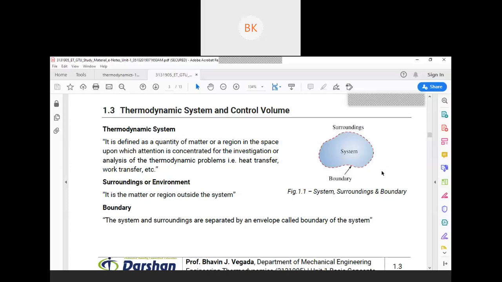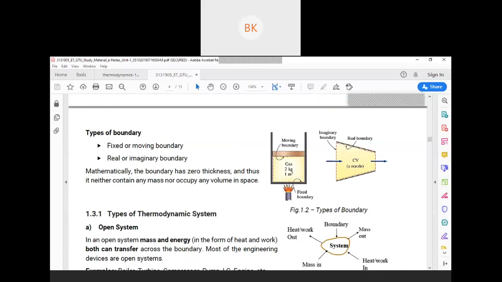So in any system you can consider heat transfer or work transfer. The surrounding or environment, whatever is outside the system, is nothing but your surrounding. And the thing which separates the system and the surrounding is called the boundary of the system. I think we haven't seen these types yet.